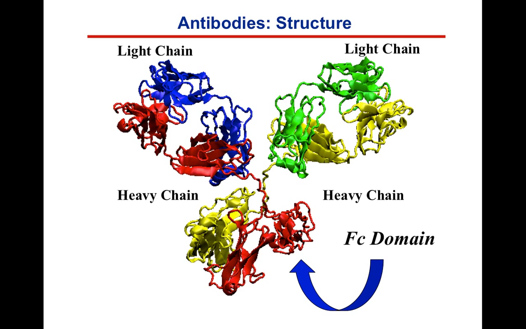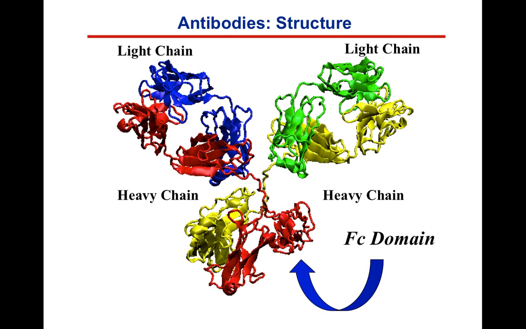So if we look at antibody structure, just to remind you, again, you have the light chain, you have the heavy chain here, this red heavy chain, the light chain, the two arms of the antibody, the variable regions that bind, and then you have the FC domain, this FC region, which is composed of the constant regions from the heavy chain.